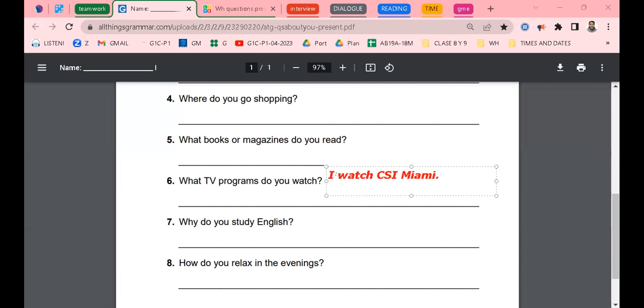How about you, Johnny? Any TV program? I like The Office. Okay, The Office. It's on Netflix or where? Yes, in Netflix. Okay, how about you, Dora? Any TV program that you watch? No, no TV programs. No. Edgar, how about you, Edgar? Mario, tell me, Mario.